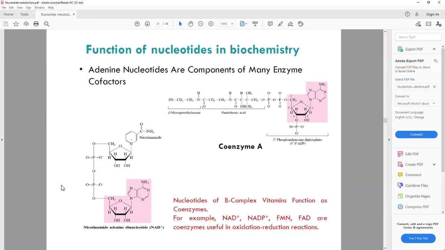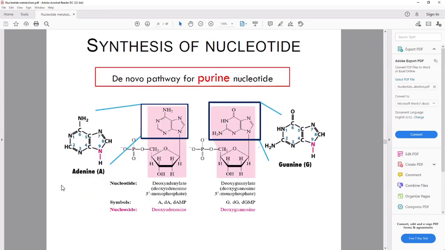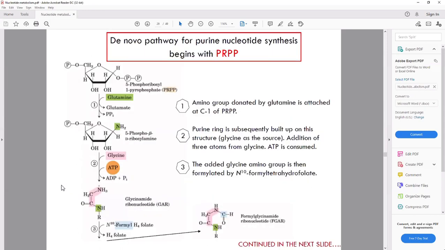So now this is your PRPP. By having this pathway, we know that PRPP is a very important intermediate in purine and pyrimidine biosynthesis.